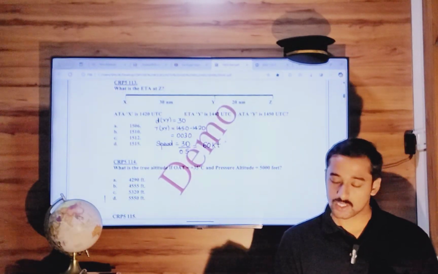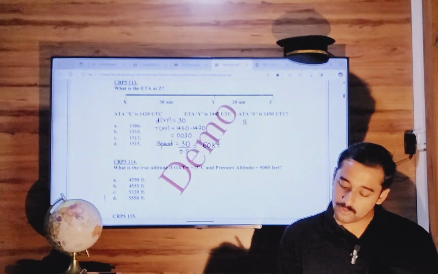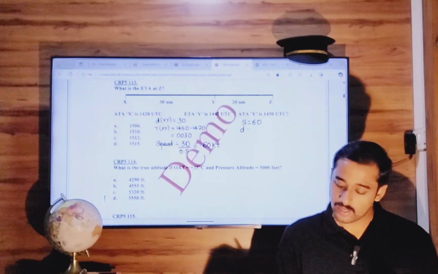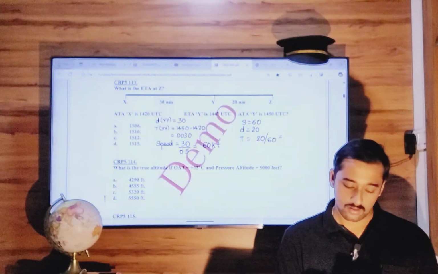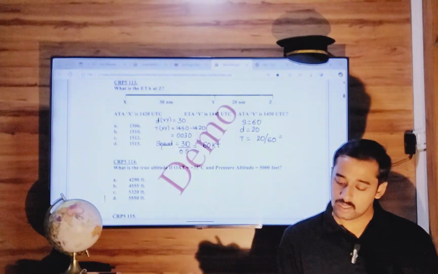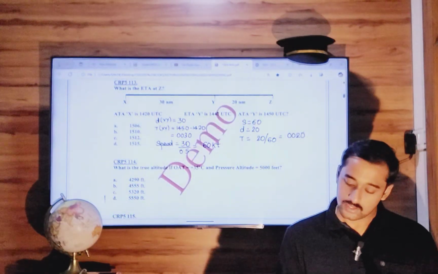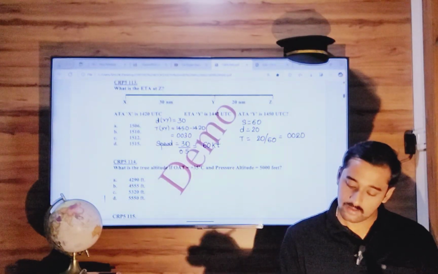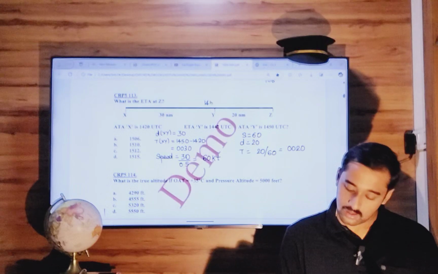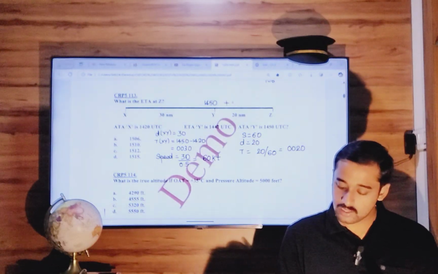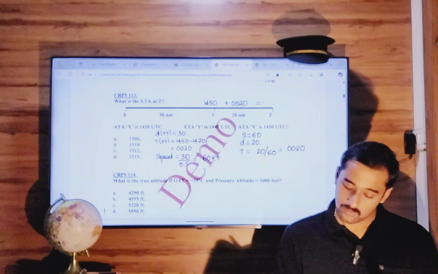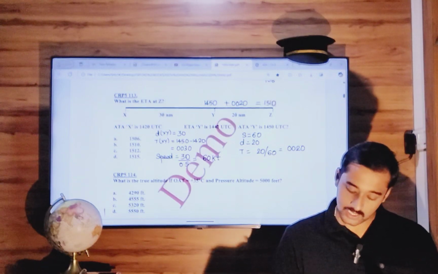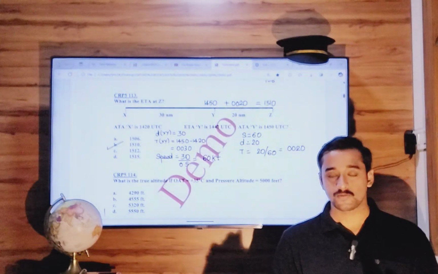60 knots. Now with this speed of 60 knots and distance 20 miles, you will require a time of 20 minutes. So 1450 plus 20 minutes is equal to 15 hours 10 minutes. Option Bravo.